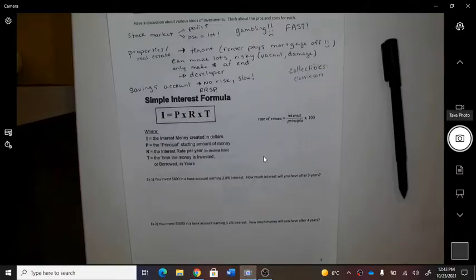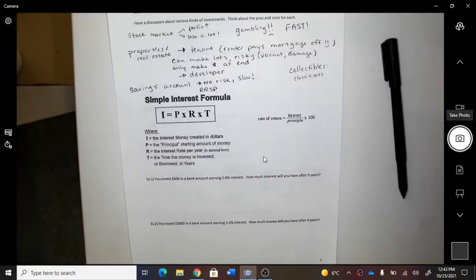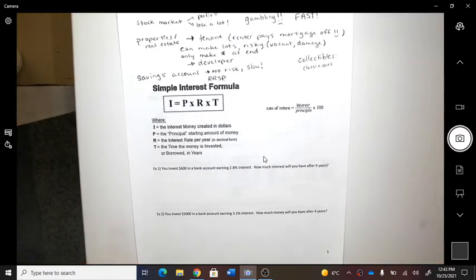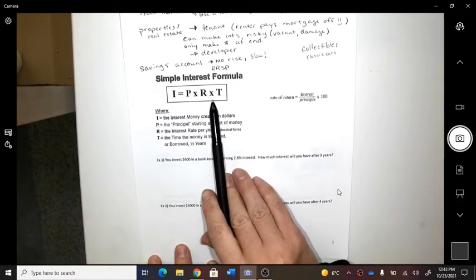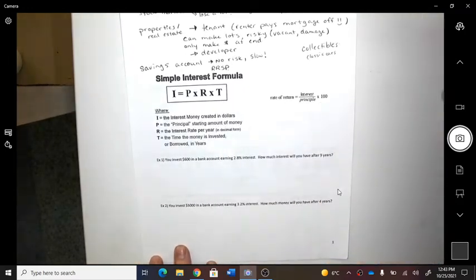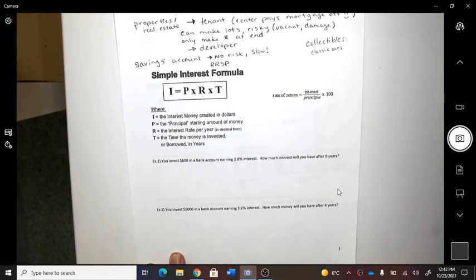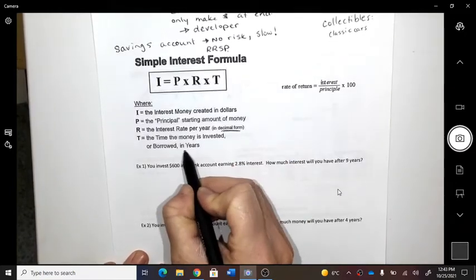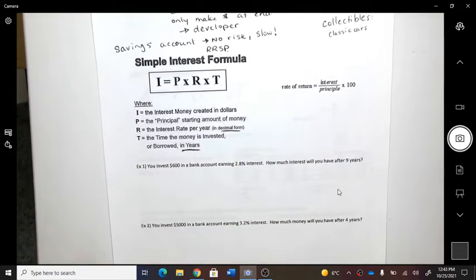Okay, so let's talk about simple interest. Here's a formula: the interest you earn is your principal times your rate times your time. Principal is what you start with. Does that make sense? Your rate is in decimal form, and your time is going to be in years.